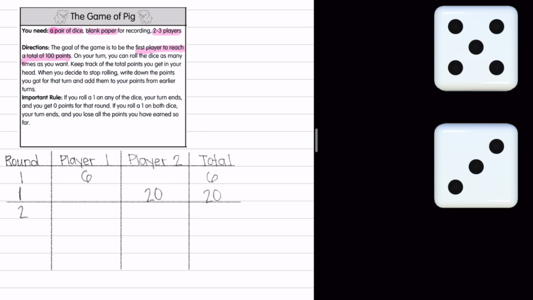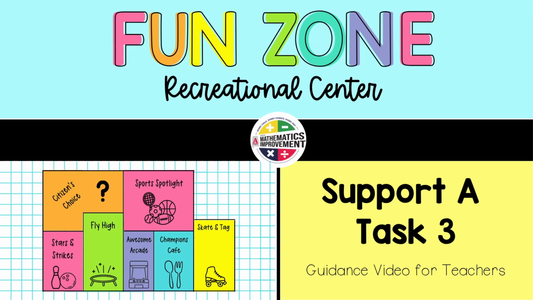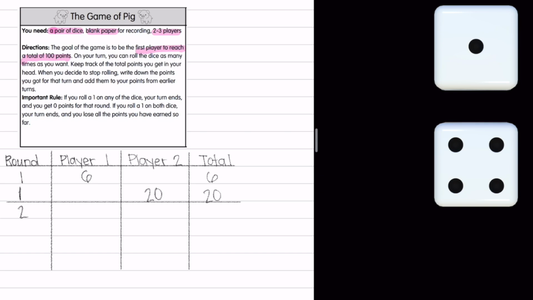Now we start round 2. So I will go again. All right, I get 12. I'm going to be a little bit more brave this time and continue to roll. Okay, so this time I got 5. However, if you see here, I rolled a 1. And our directions tell us if I roll a 1 on any of the dice, my turn ends and I get 0 points for that round. So my round total is 0. I still have 6 points from round 1.